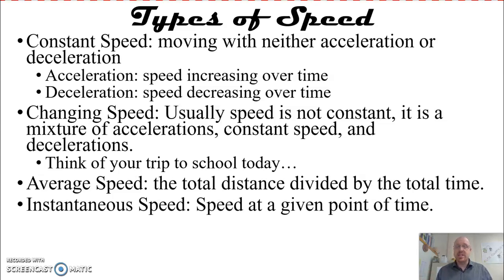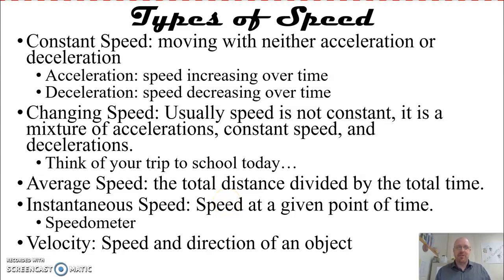Okay? And instantaneous speed is the last type of speed we'll talk about, and that is speed at a given point of time. It's the speed right now. Okay? And the easiest way to explain that is you look at the speedometer, and the speedometer gives you instant speed. It's the speed right now. This is the speed that you're going. Okay?